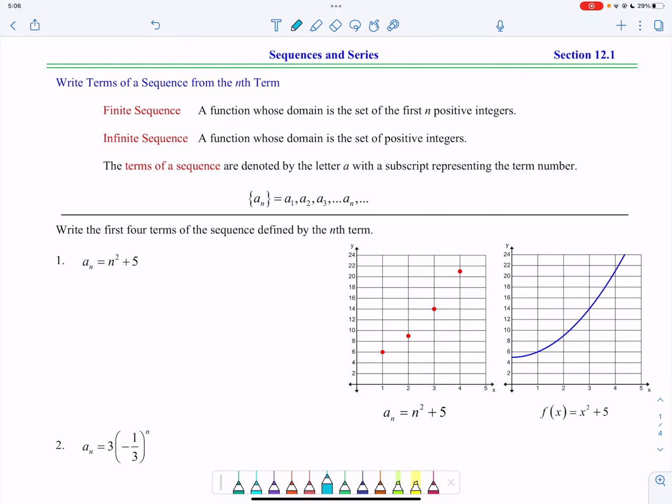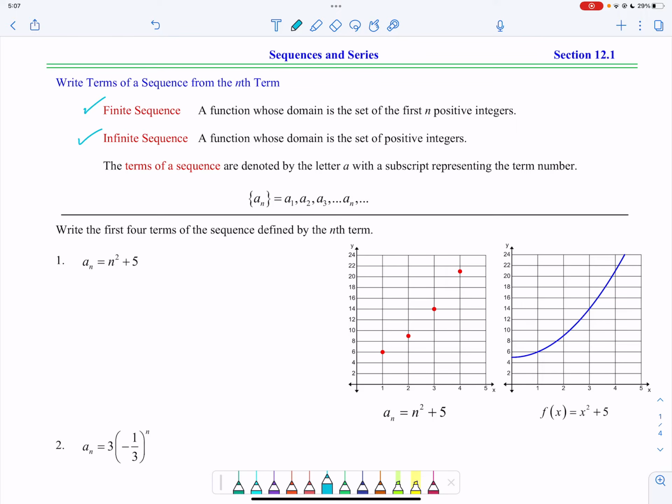In this section, we're going to talk about sequences and series. We'll begin with sequences, and we will write terms of a sequence from the nth term. We'll begin with a finite sequence, and that's a function whose domain is the set of the first n positive integers. An infinite sequence, however, is a function whose domain is the set of positive integers. So there's infinitely many terms.